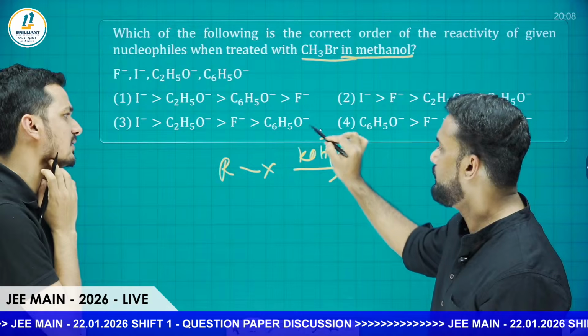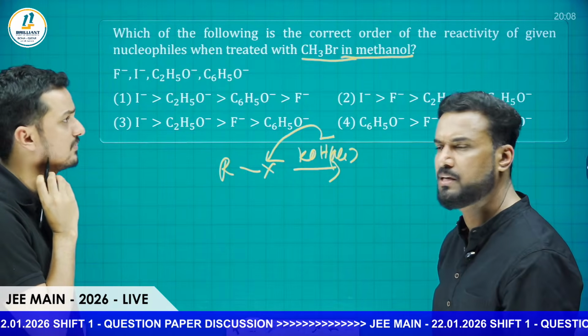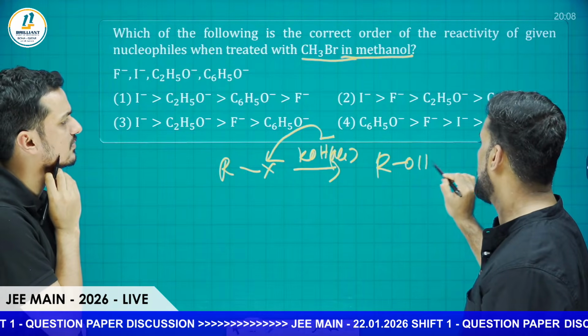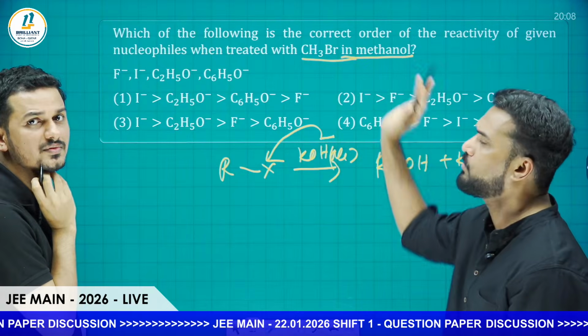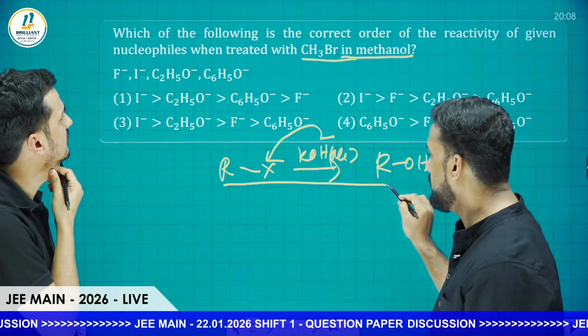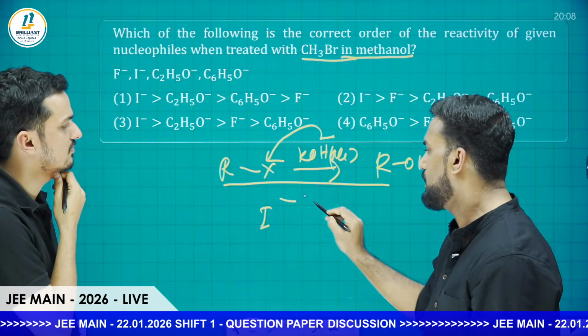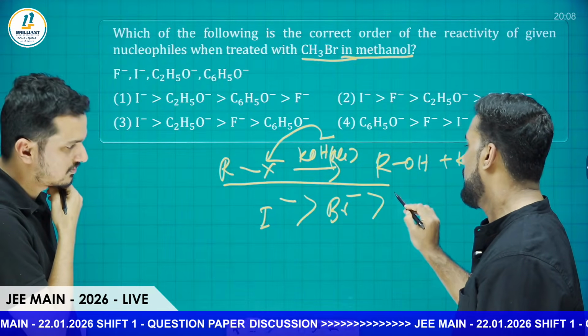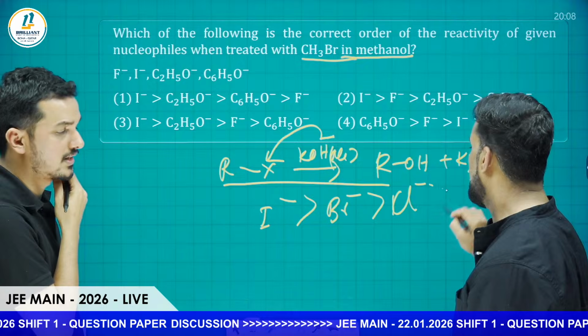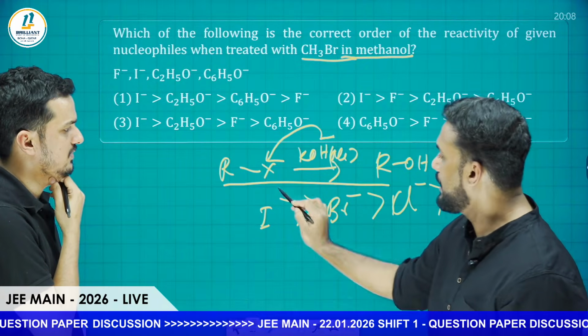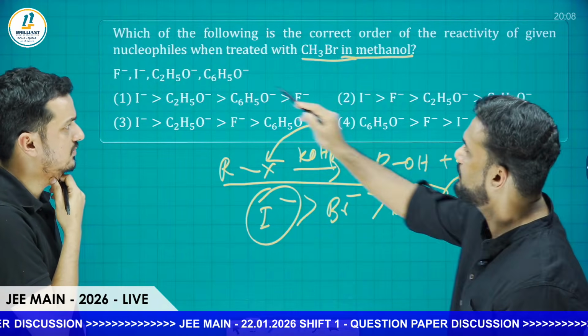OH minus is a better nucleophile, it will substitute X minus. That's it. So you will be getting ROH plus KX. This is the reaction they are talking about. In every nucleophilic substitution reaction, you know that one, I minus greater than Br minus greater than Cl minus greater than F minus. So here I minus and F minus, we know that one.